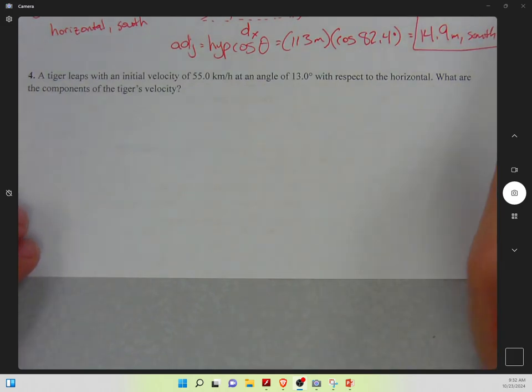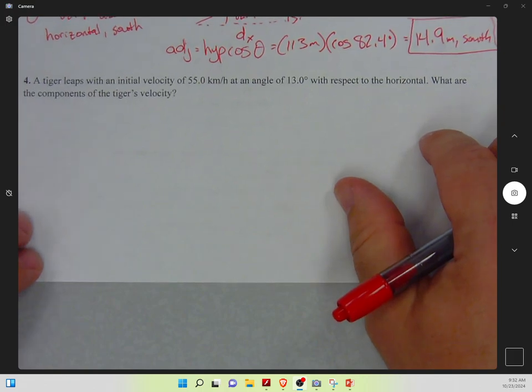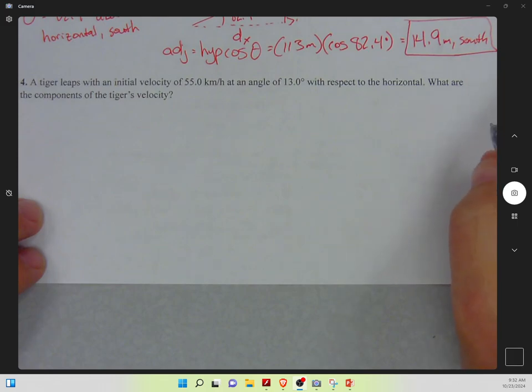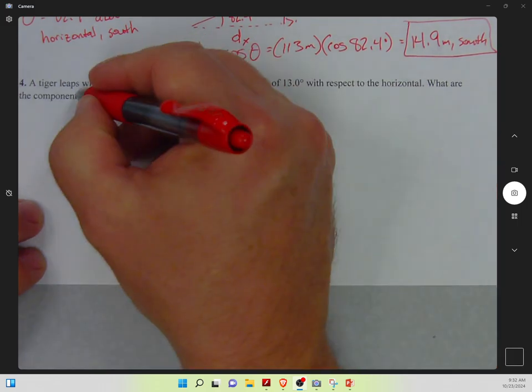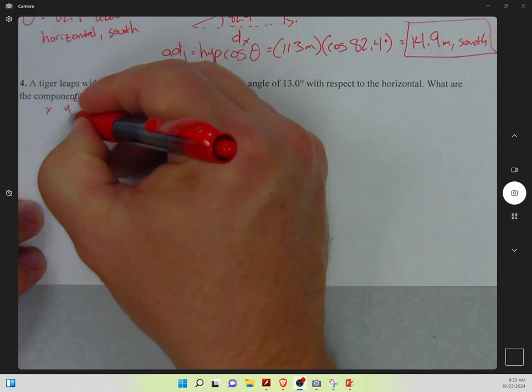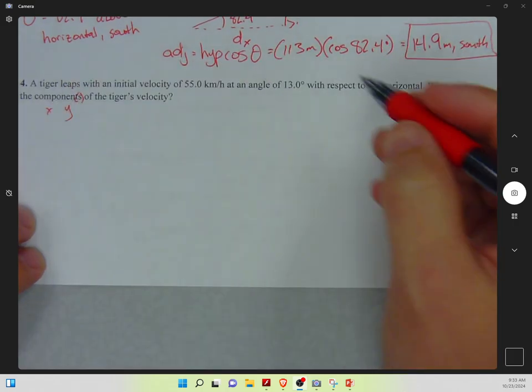Number 4, a tiger leaps with an initial velocity of 55 kilometers per hour at an angle of 13 degrees with respect to the horizontal. What are the components of the tiger's velocity? So components, okay, so I'm going to need to break that up into x and y. So what do I have here?